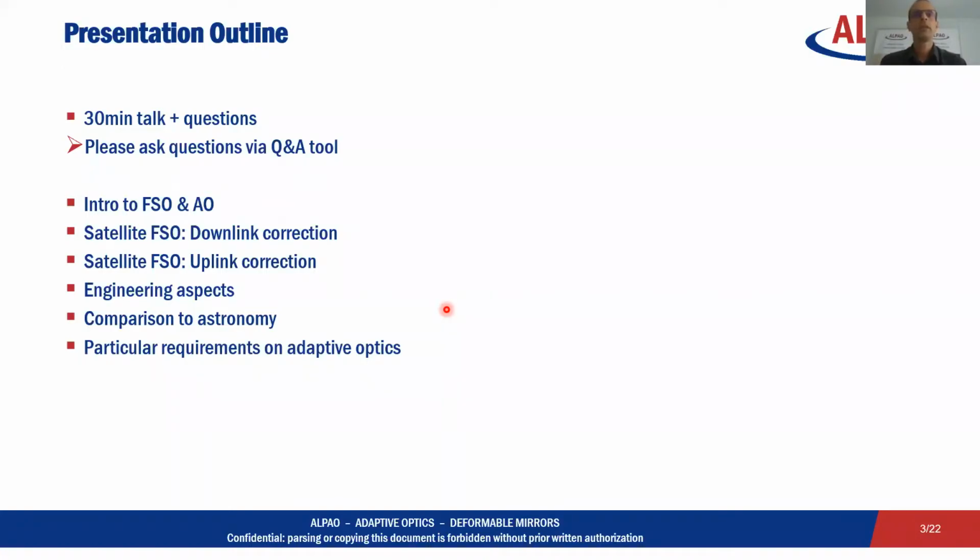Okay, so the outline will be: I start with an introduction to FSO and AO. Then I'll focus on satellite FSO, first the downlink correction scenario. Then we go to the uplink correction scenario. I will give a couple of engineering aspects with regard to integration of the AO system in your telescope. We compare this application to astronomy, and from there we derive requirements of this application on the AO system.